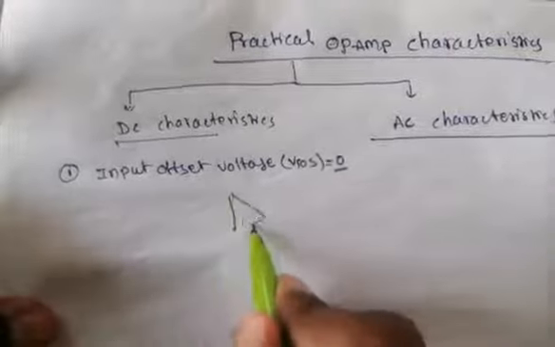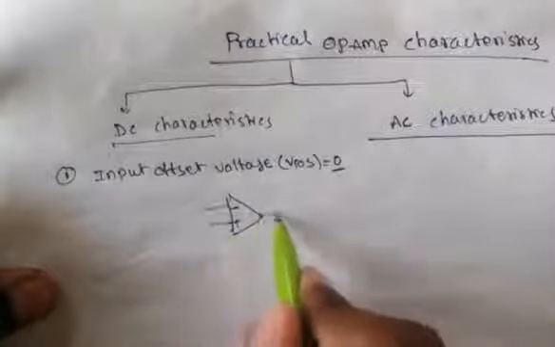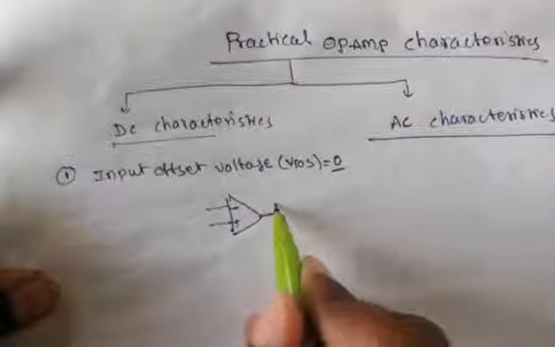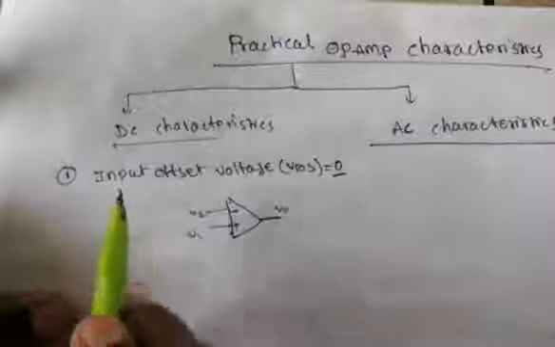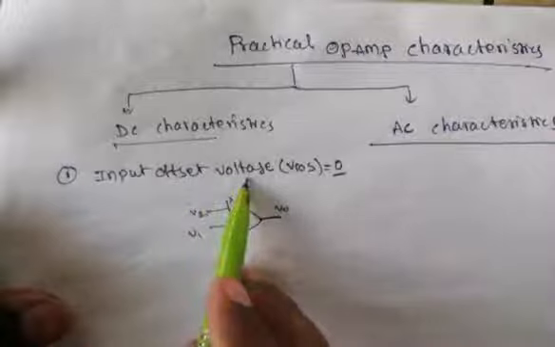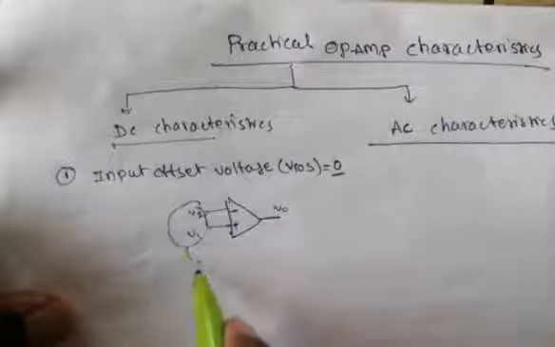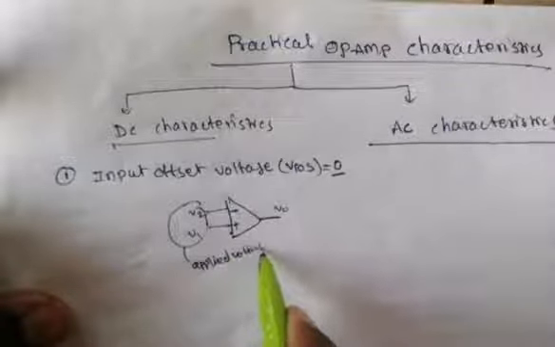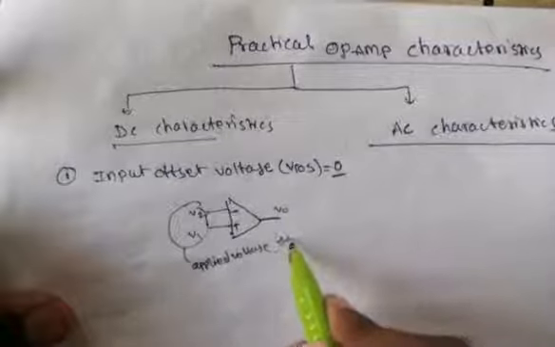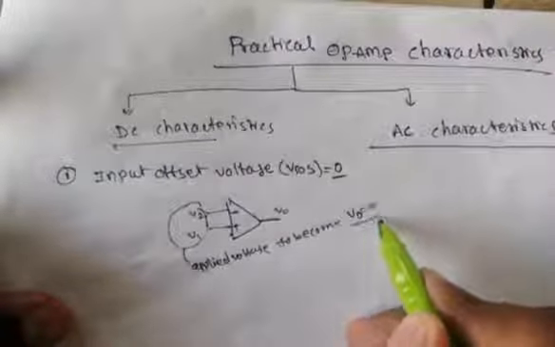What is input offset voltage? This is the operational amplifier. Here it has two input voltages, V1 and V2, and the output side voltage is this one. So input offset voltage means the difference between the input side applied voltages needed for the output voltage to become 0.